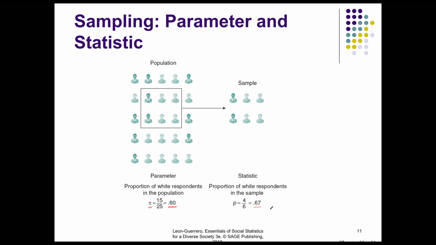Okay, so your sample is a good approximation of the population, but it isn't perfectly just like the population. So there are going to be differences between your sample and your population. And so any number that comes from the population is a parameter. Any number that comes from the sample is called a statistic.